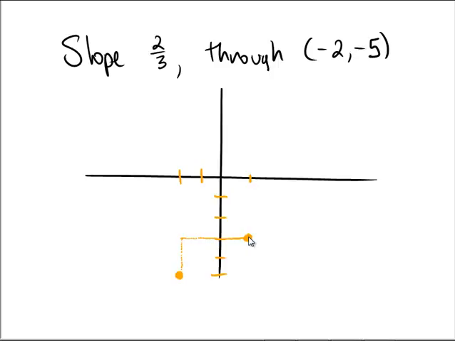So let's see if I can get this one better now. I need a line that goes through those 2 points. That's better. And put the little tails on the end, and there's the line that has slope 2/3 and goes through negative 2, negative 5. I hope your graph is similar.